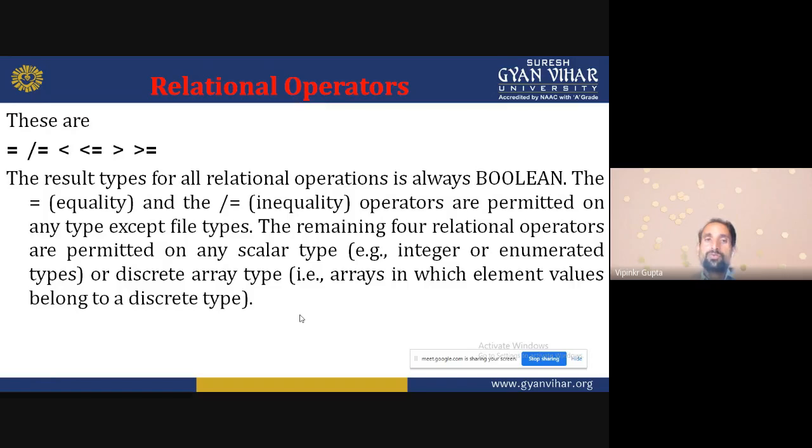The equality and inequality operators are permitted on any type except the file type. The remaining four relational operators are permitted on any scalar type, that is integer or enumerated type, or discrete array types, that is arrays in which the element values belong to a discrete type. So in a relational operation, the output is always Boolean. That is the most important thing.